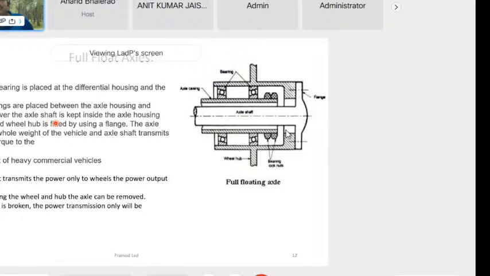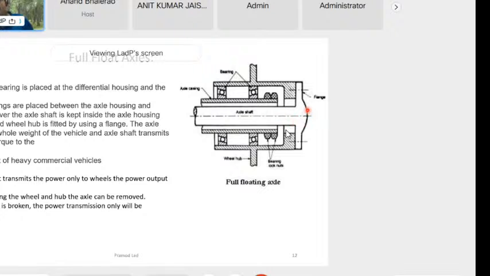We discussed this construction. The axle shaft transmits only the torque to the wheel hub, and thereby to the wheels or tires. Since only torque transmission is the function left with the axle shaft, it is a very safe design.